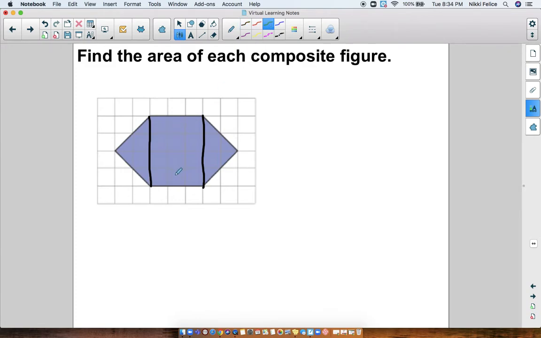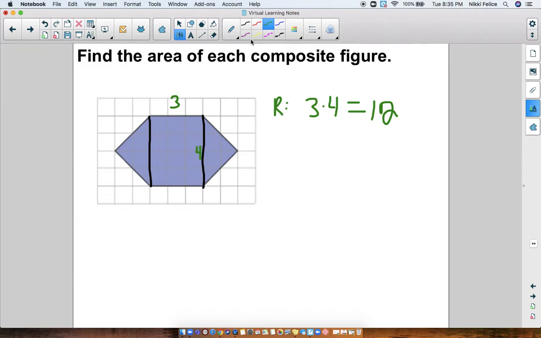First of all, what's the area of this rectangle? Rectangle is probably the easiest one to start with because you just do length times width. So the width is 3, and the length is 1, 2, 3, 4. So we do 3 times 4 because the area of a rectangle is length times width. And that's 12. So that's the area of that part.